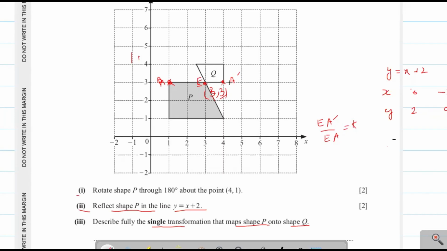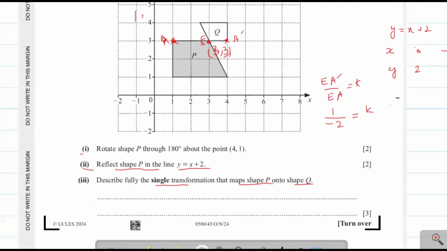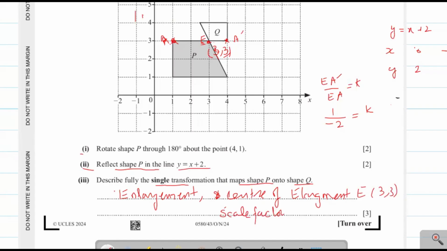Look here, this distance is 1 unit. This point A is 2 units left side from E, therefore this is -2, therefore the scale factor will be -1/2. We write here, the transformation is enlargement, center of enlargement E is (3, 3), and the scale factor is -1/2.